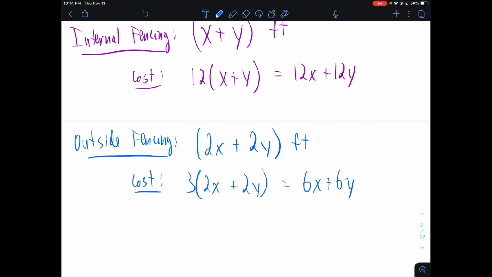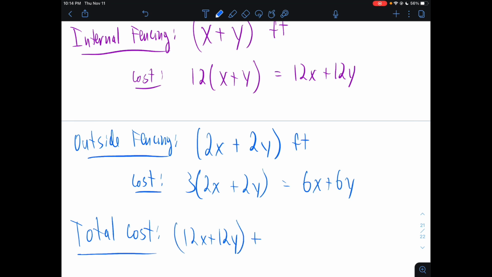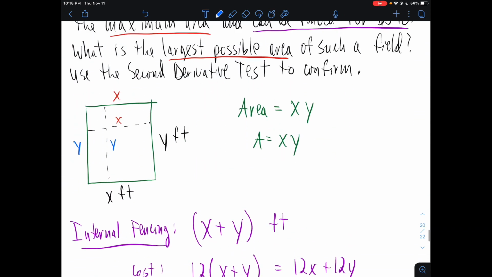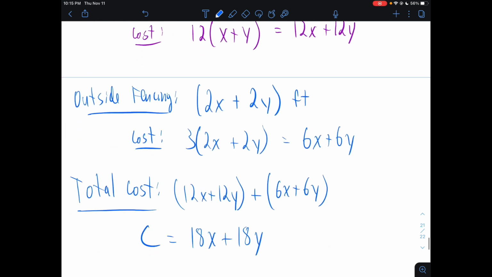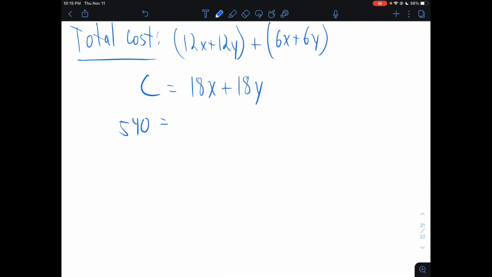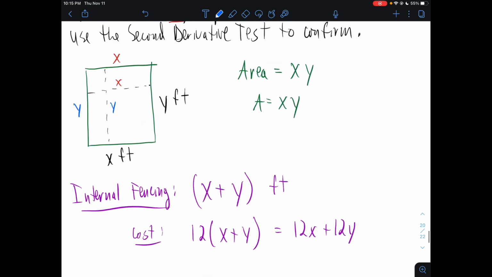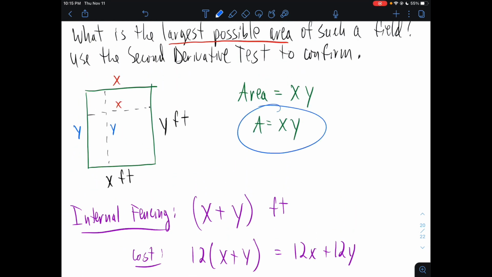So now we can get to what is our total cost. Well, it's the cost for the internal fencing, 12x plus 12y, plus the cost for the outside fencing, 6x plus 6y. So that gives us 18x plus 18y. If we call C our total cost, we know that we would like C to be $540. So this means that 540 is equal to 18x plus 18y. And so what we're going to do is take this equation, 540 equal 18x plus 18y, and use that to try to get our area in terms of one variable.